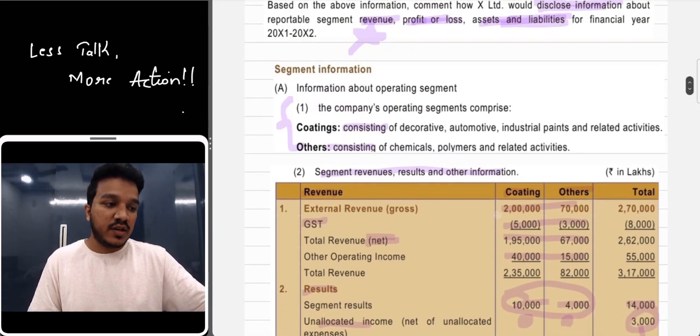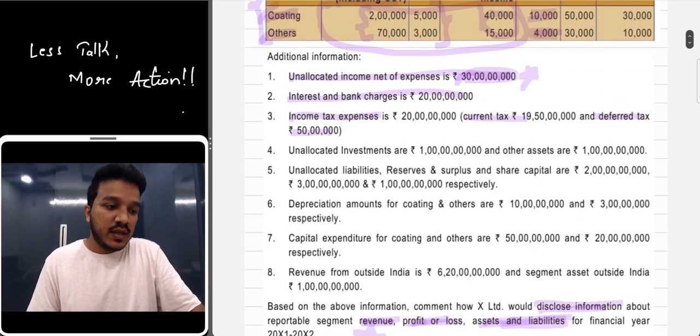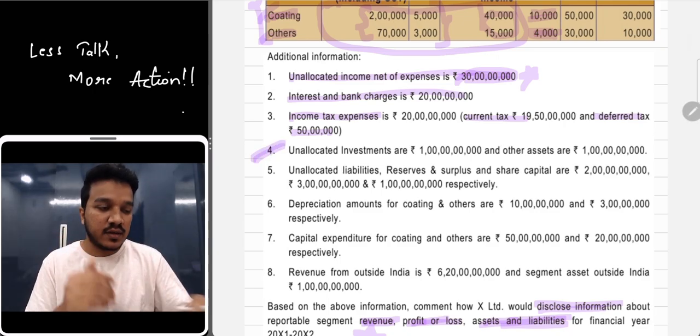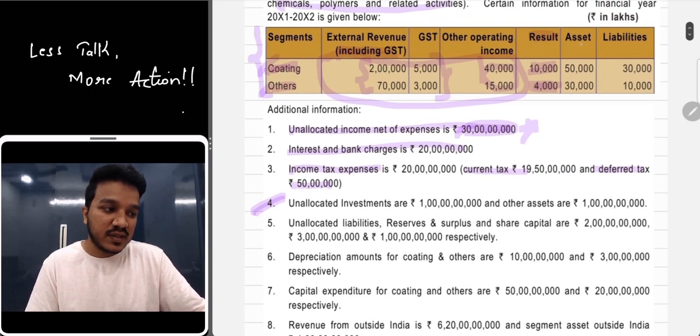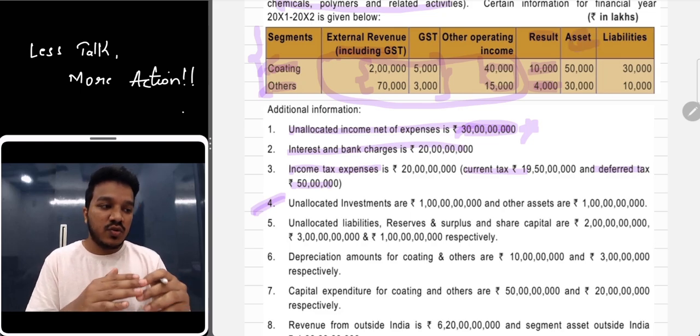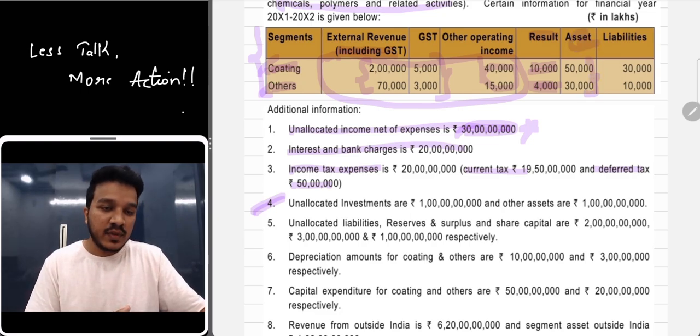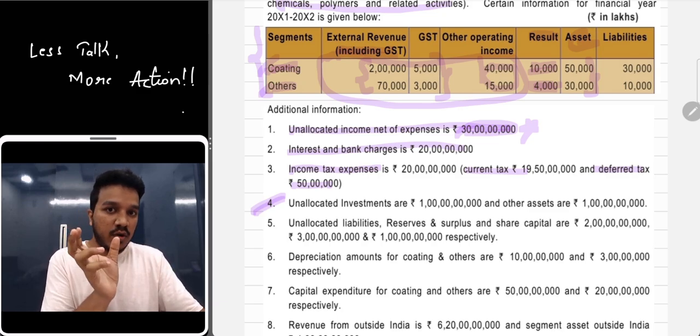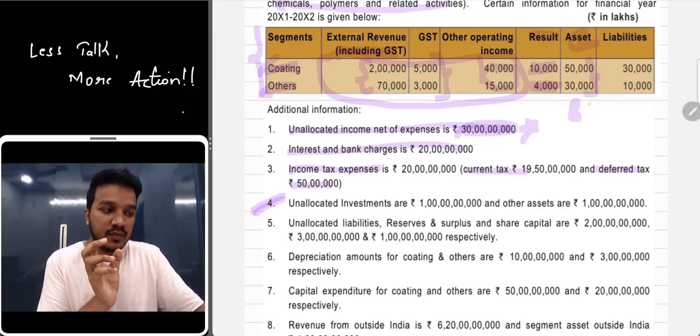Now we will enter into assets. Now if you see, यहाँ पे fourth point talks about unallocated investments. Investments is an asset. Now you go to this information after results, assets is only there. So assets का breakup दिया 50 and 30. So plot this. Coating में 50, others में 30,000. You will plot it. Total आ गया 80.